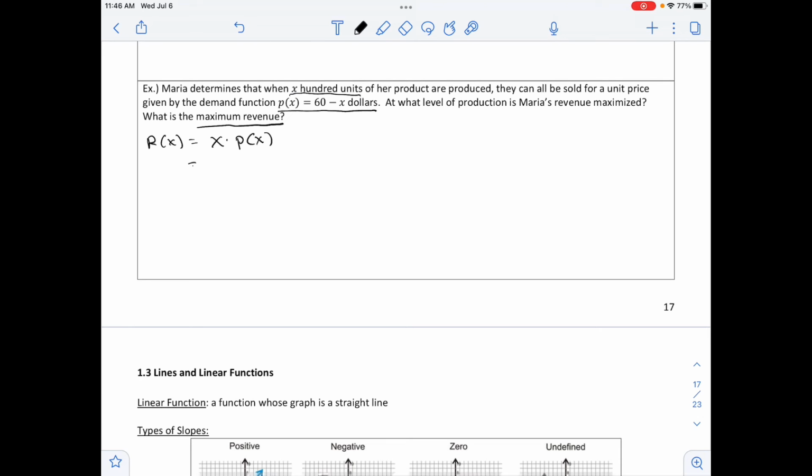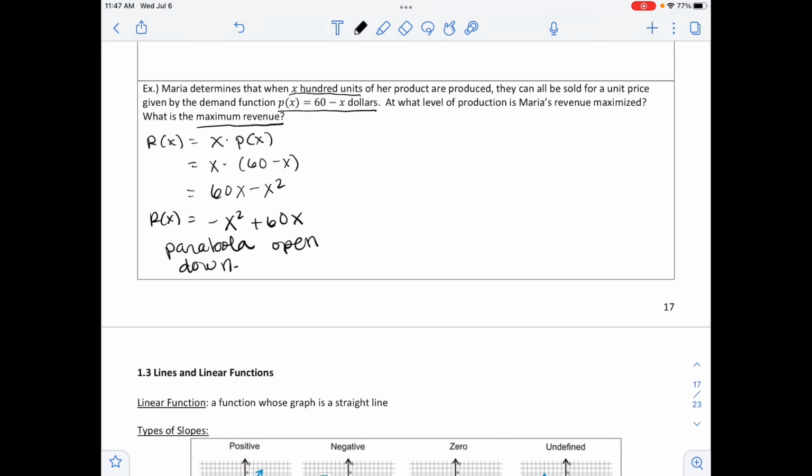So in order to find our revenue function, we're going to have x times P(x), which is 60 - x. From here, I'm going to go ahead and distribute through my x and rewrite this in standard form. So doing that, we have 60x - x², and then rewriting this in standard form, we have -x² + 60x. Since our leading coefficient is a negative value, -1, we know that this parabola is going to open down.